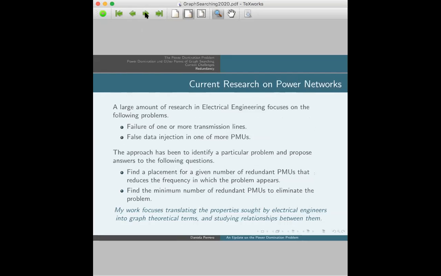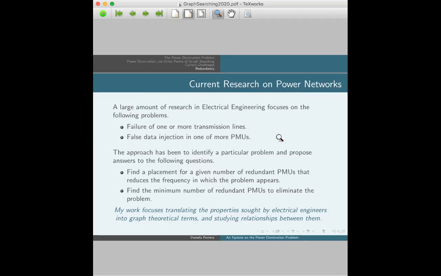So what we're trying to do now is to say, what happens when one or more transmission lines fail? How can we make sure that we have a PMU placement such that even in the event of a certain number of failures of the transmission lines, we can recover the data? Or, for example, what happens if somebody tries to inject malicious data into a PMU? That could be done, and we need to protect the infrastructure.